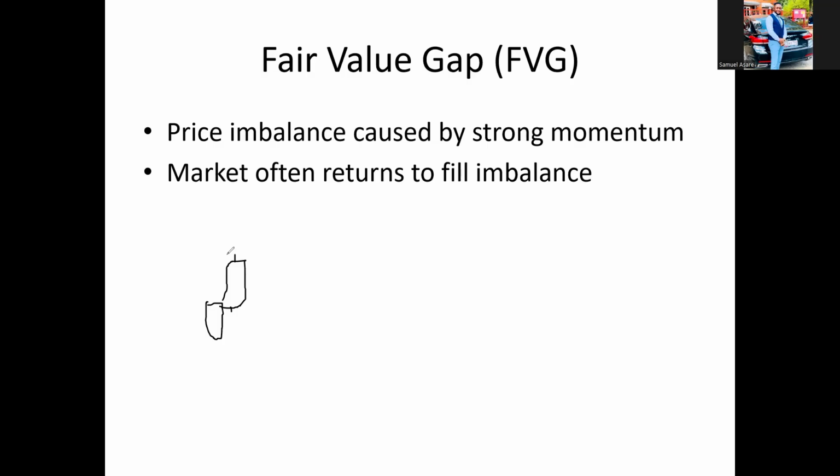I'm very bad at drawing. When price moves like this, it leaves a gap here. This gap is what we call a fair value gap, or some people call it imbalance, right? It's usually caused by strong momentum in the market. And we usually expect price to return and fill it. I'm going to show you an example from the chart.